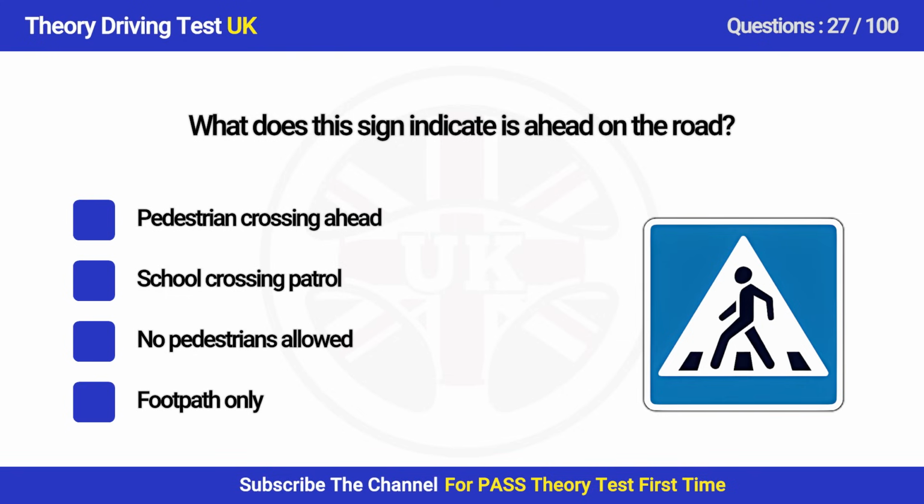Question 27. What does this sign indicate is ahead on the road? A. Pedestrian crossing ahead. B. School crossing patrol. C. No pedestrians allowed. D. Footpath only.